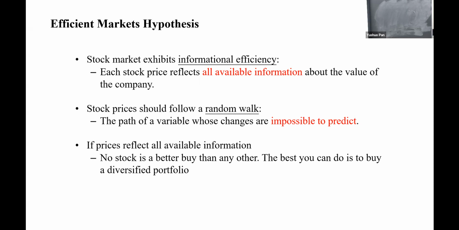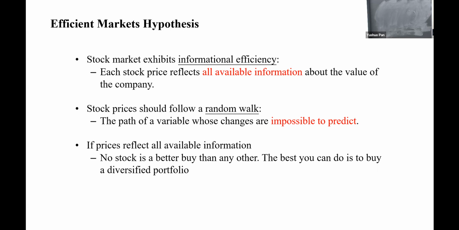Stock prices should follow a random walk, the path of variables whose changes are impossible to predict. This is easier to understand. When you buy a stock at this moment, you don't know whether for the next second the price will go up or go down. That's impossible to know, so that's the random walk.